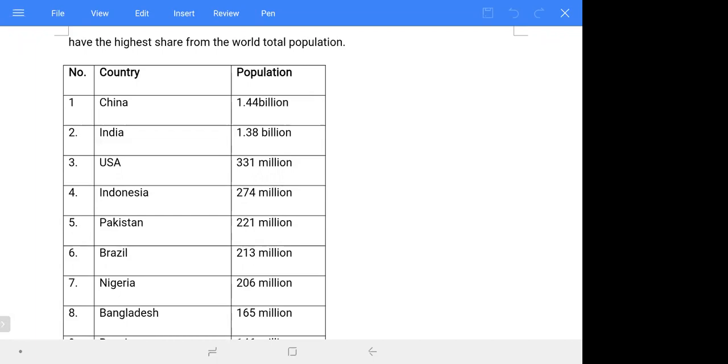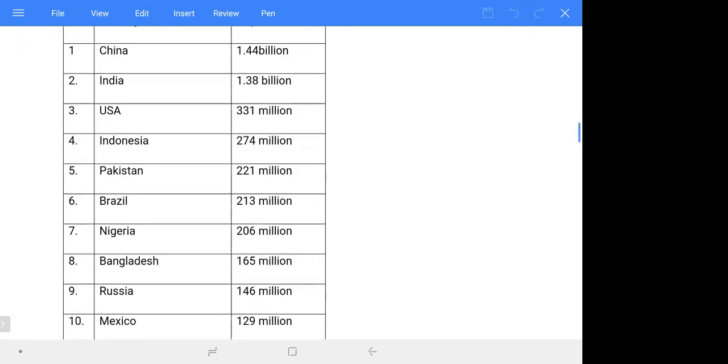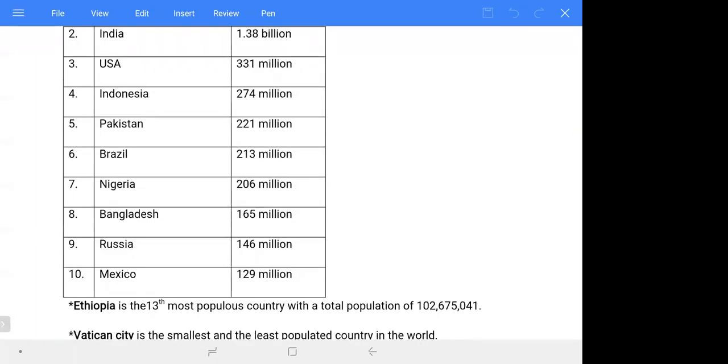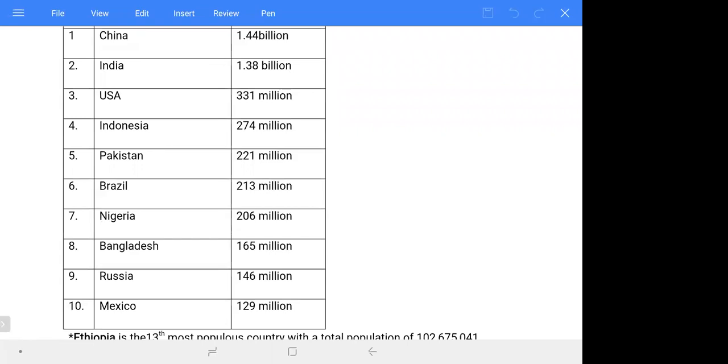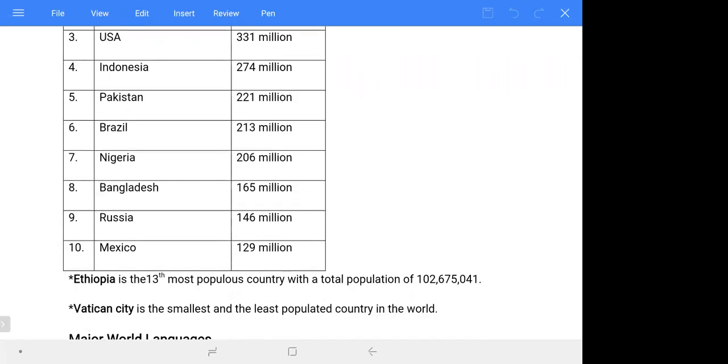Then Bangladesh, then Russia. The largest country in the world is Russia, but by population, Russia is 9th. In size, it's the first. And from Latin America, we have Mexico. So from Latin America, how many countries did you get among the most populous? Brazil and Mexico. These are among the most populous countries from 1 to 10. And from Africa, the 7th one, that is Nigeria.